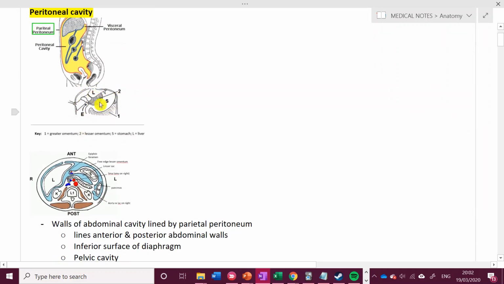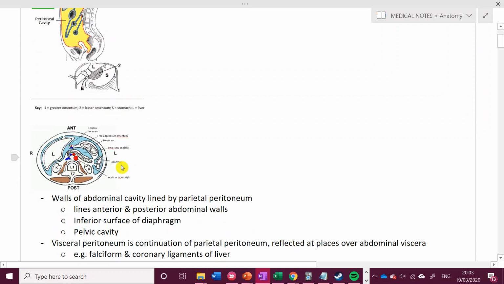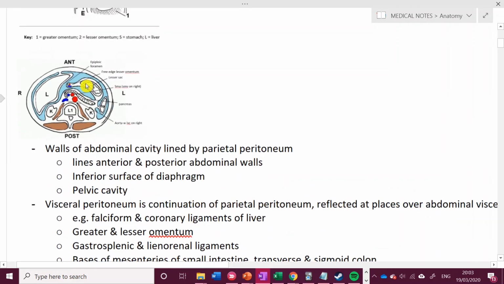So we've got the liver, the stomach, and then between the liver and the stomach, we have what's called the lesser omentum, where the peritoneum folds over the organs, and we have the greater omentum posterior to the stomach, and that connects with the lesser omentum through the epiploic foramen here. We can see that better on this diagram.